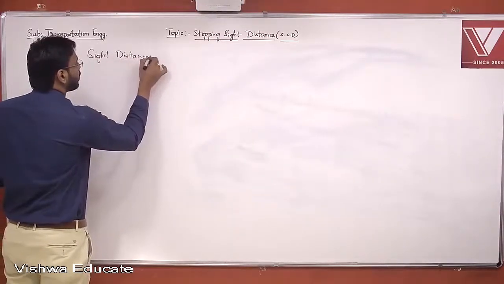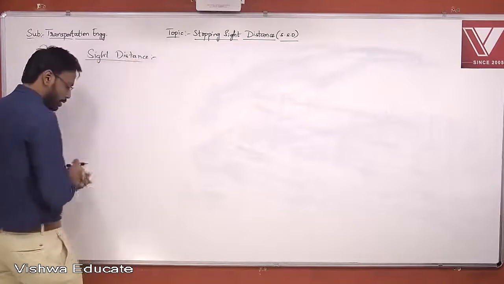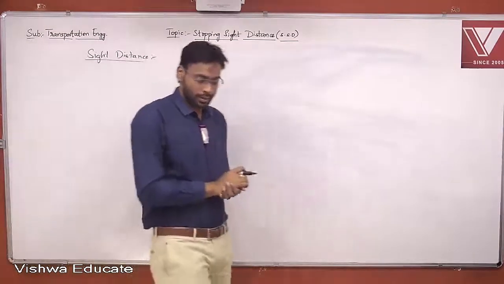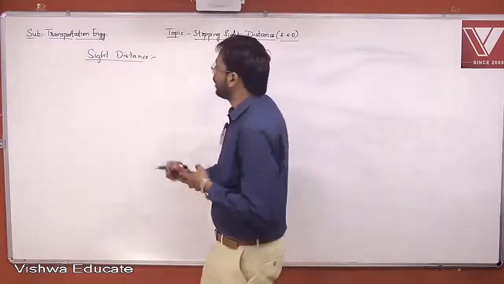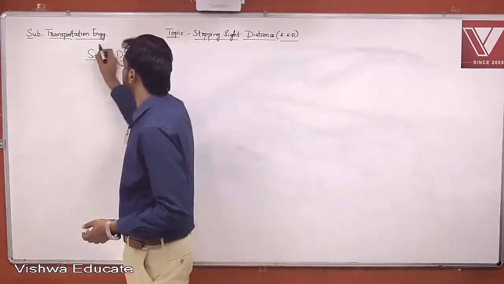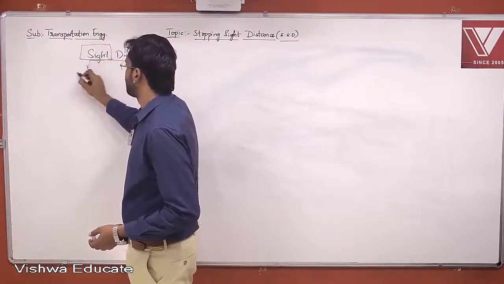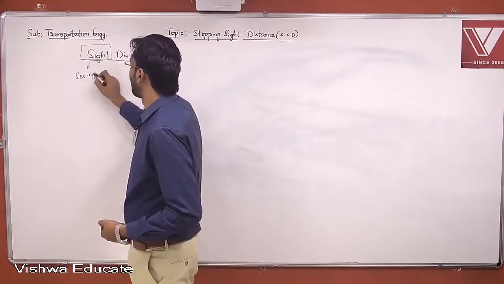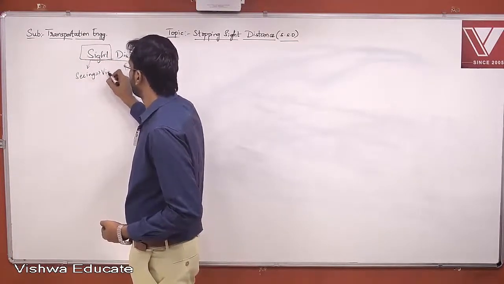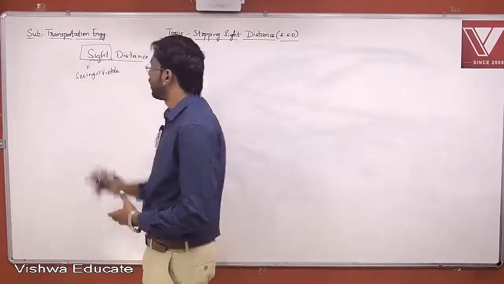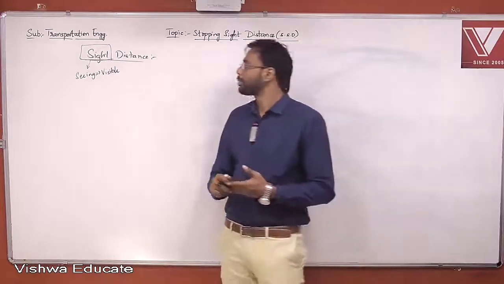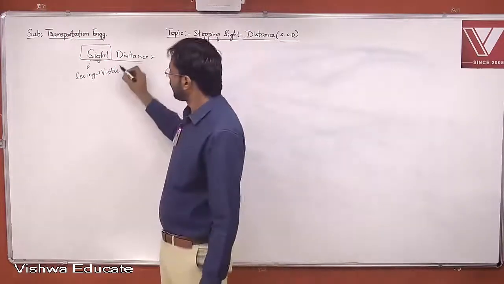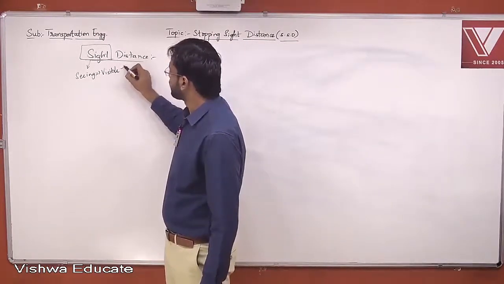So the first element is sight distance. Now what is sight distance? Now it's a very simple term. Sight means seeing, right? Seeing or nothing but visible, right or not? So sight is seeing, that is visibility, and distance. Now I combine these two things.